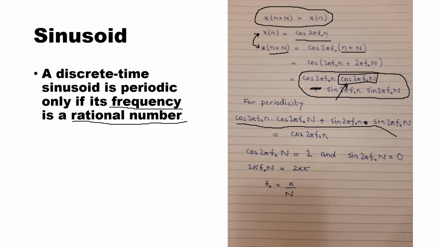This term should be equal to this. If we have periodicity, it means this term should be equal to 1 and this term should be equal to 0, and this would happen at 0 degree, 360 degrees, 720 degrees and so on. And if I say in pi radians, then it will be 0 and 2 pi and 4 pi and 6 pi. So in general it will become 2k pi.